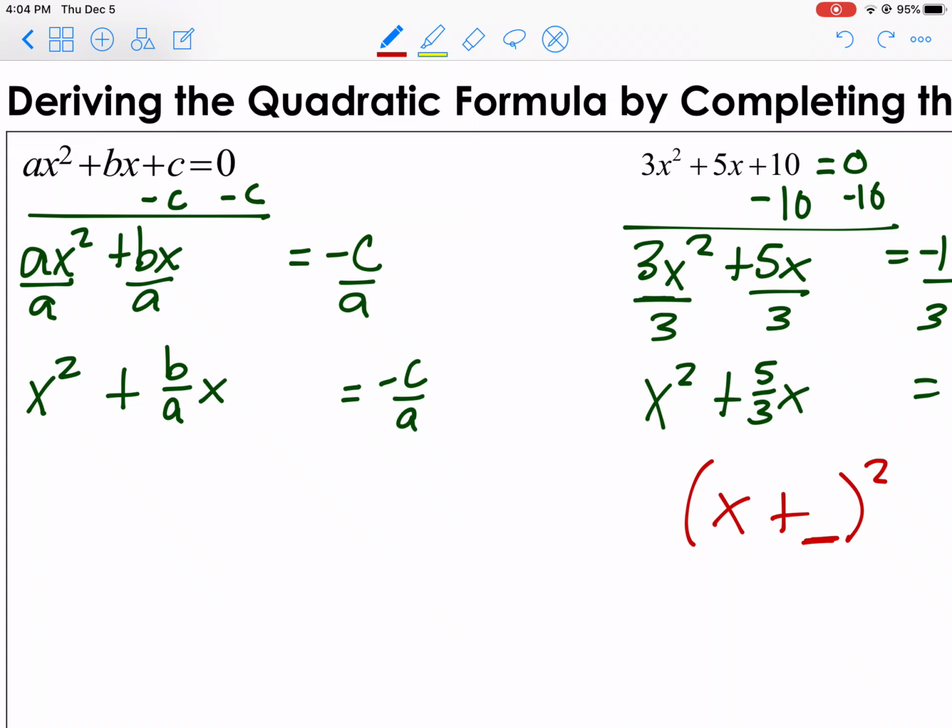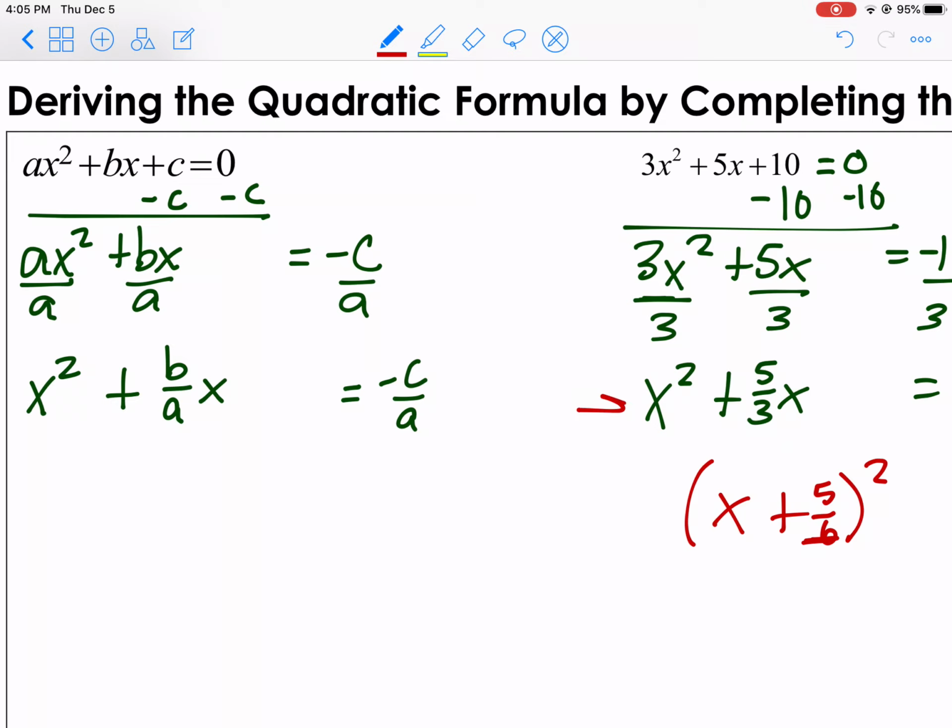So if 10 were my middle term, 5 plus 5 equals 10. How do I go from 10 to 5? I'm dividing it by 2. So we're going to do the same thing with 5/3. I want half of 5/3. So if I take 5/3 divided by 2, or if I do 1/2 of 5/3, either way I'll get 5/6. So essentially I'm just multiplying the denominator by 2.